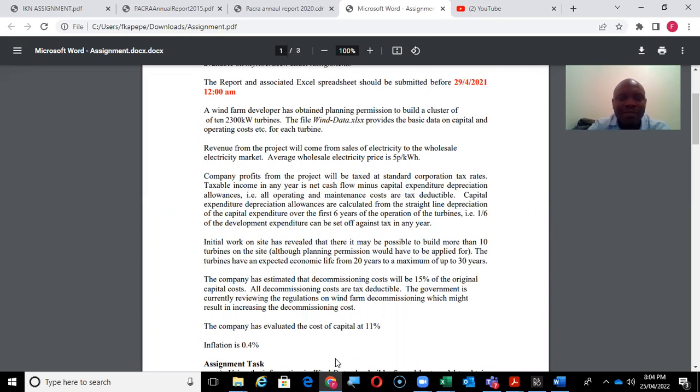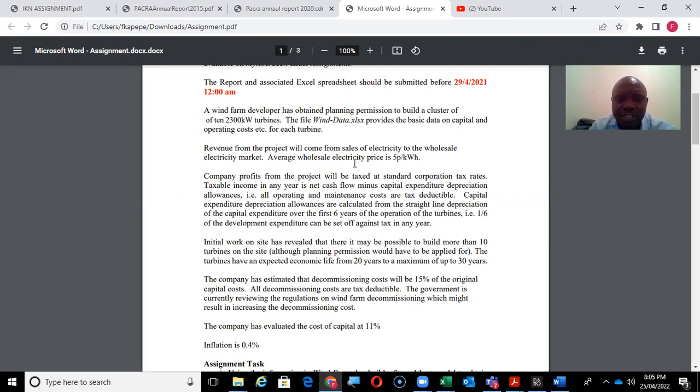The revenue from the project will come from sales of electricity to the wholesale electricity market. Average wholesale electricity price is 5 pence per kilowatt hour. What you did in the model, instead of 5 pence per kilowatt hour, you had 0.5, which assumed you were taking it from pence to dollars. So it should have been 0.05. Then we'll go to your financial model later.